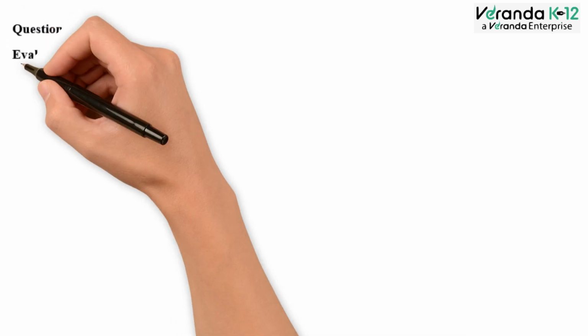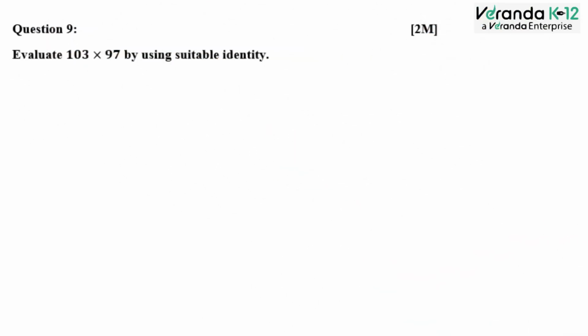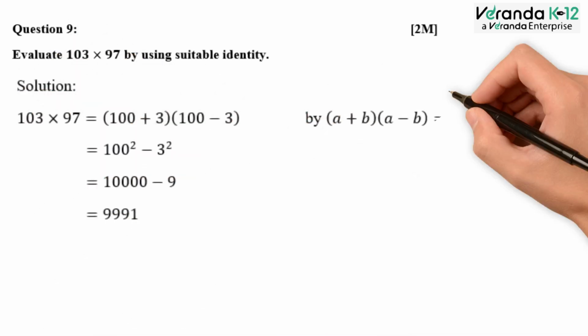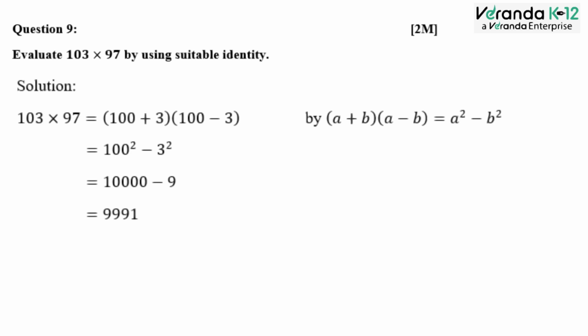Let's move on to a 2-mark question from chapter Polynomial. Question number 9. Evaluate 103 × 97 by using a suitable identity. 103 can be written as 100 plus 3 and 97 can be written as 100 minus 3. So this is in the form of (a plus b)(a minus b). By using the identity (a plus b)(a minus b) equals a squared minus b squared, we can express this as 100 squared minus 3 squared.